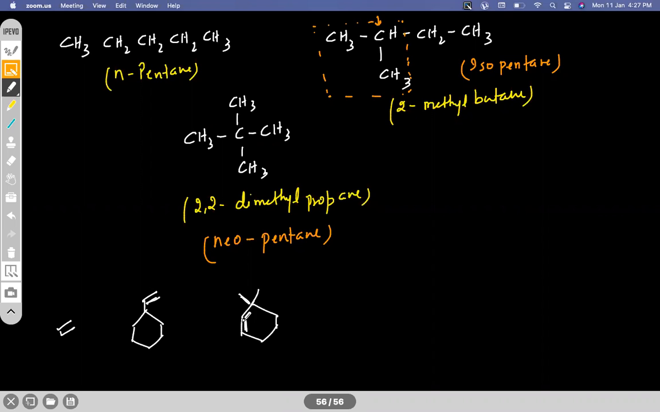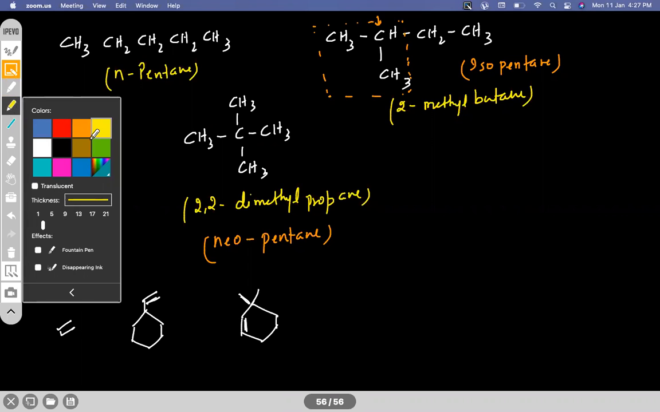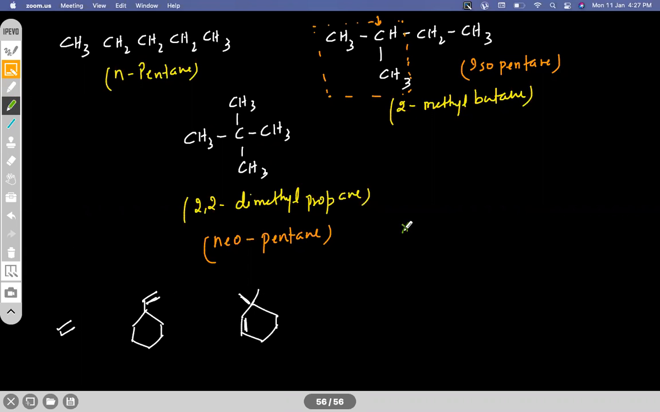So the key point in this particular thing is that the size of the parent chain must be different. That is the key point here. Write down. Size of parent chain, size means number of carbon atoms basically, must be different. And the same molecular formula that we have already.